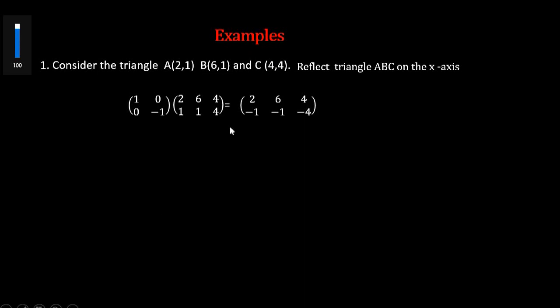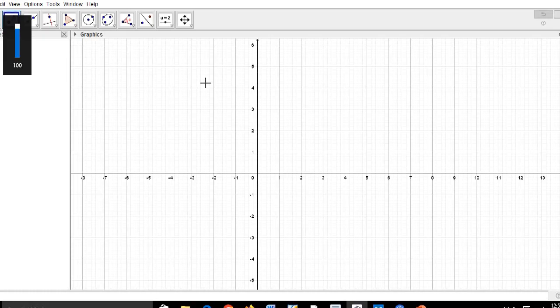Now let's look at it graphically on our graph, how to do this reflection, because you can be asked to plot this on your graph. Okay, this is our y-axis, this is our x-axis. We are given the points A 2 1. This is how we plot 2 1. B 6 1. C 4 4.